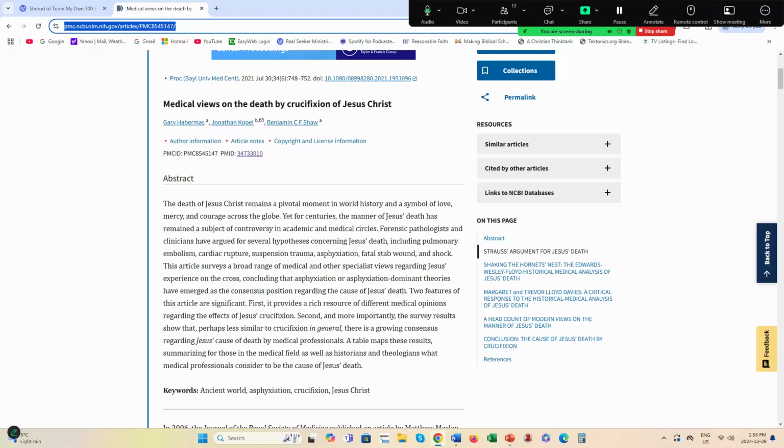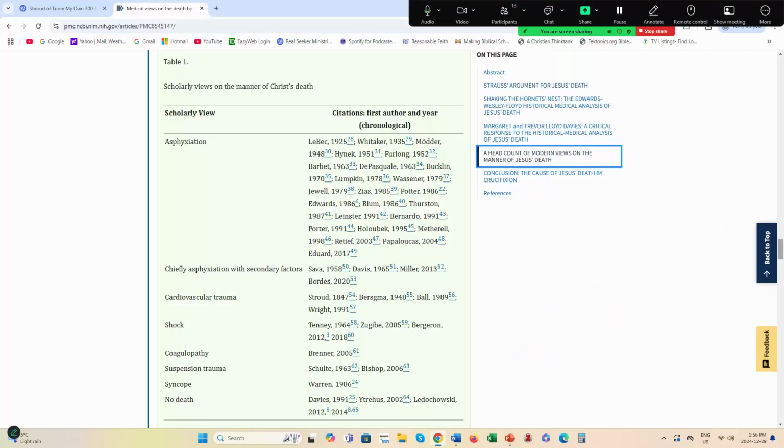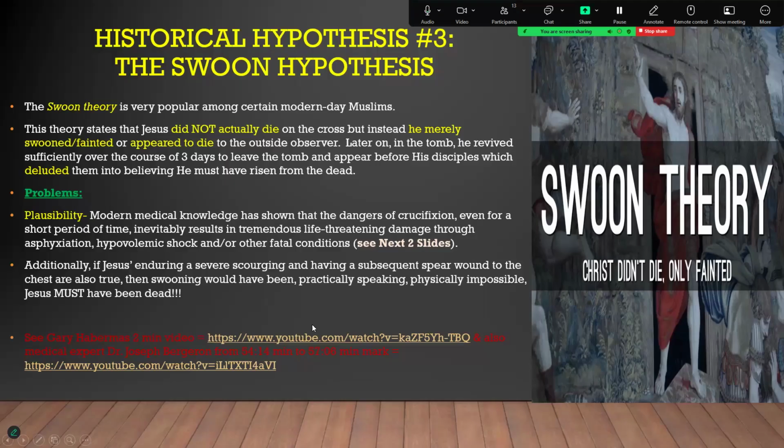So here's a medical journal by Dr. Gary Habermas called Medical Views on the Death by Crucifixion of Jesus Christ. This is a secular medical journal. And here is the list of all the things that happen to you when you're crucified. These are how you end up getting killed. And you can see all of these secular medical experts and forensic pathologists here supporting that you would die. Out of all these experts, how many support the no death or the swoon theory? We've got a total of 3 doctors supporting this, and that's it. So yeah, I don't think the swoon theory really holds up to scrutiny just based on our medical knowledge alone.